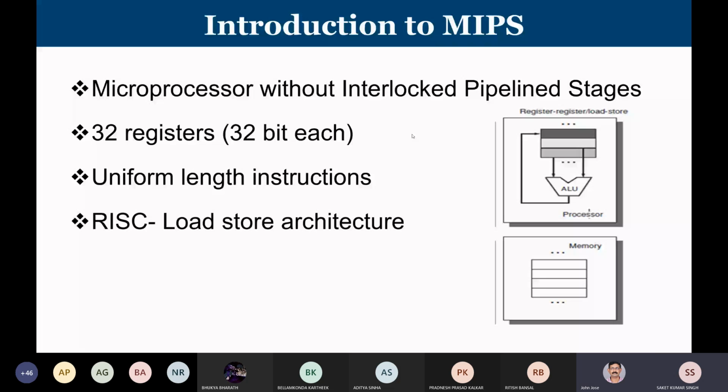Okay, the title shows the introduction to MIPS, right? Yes, sir. Okay, fine. So I am talking about a microprocessor. With the help of this microprocessor, as a case study, we will try to understand what an instruction pipeline is going to be.